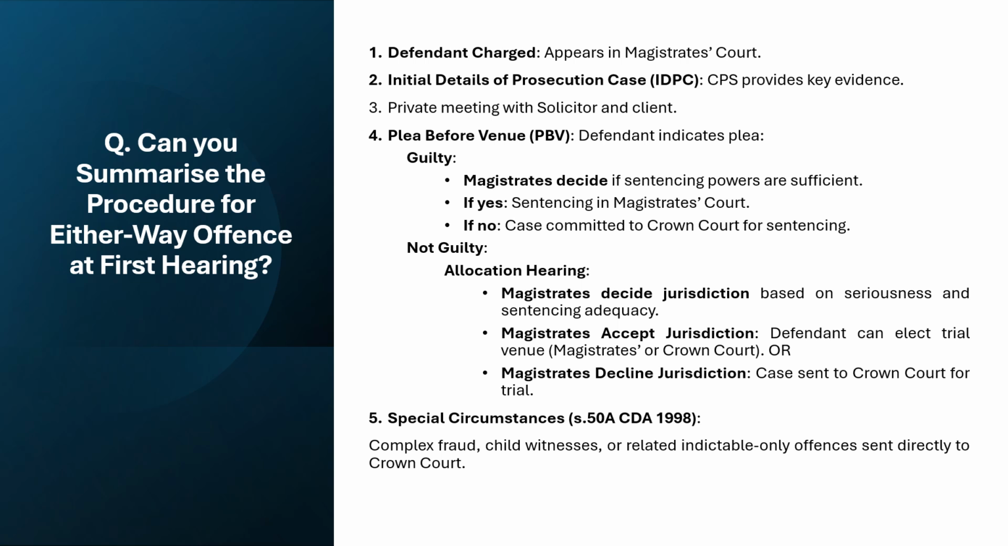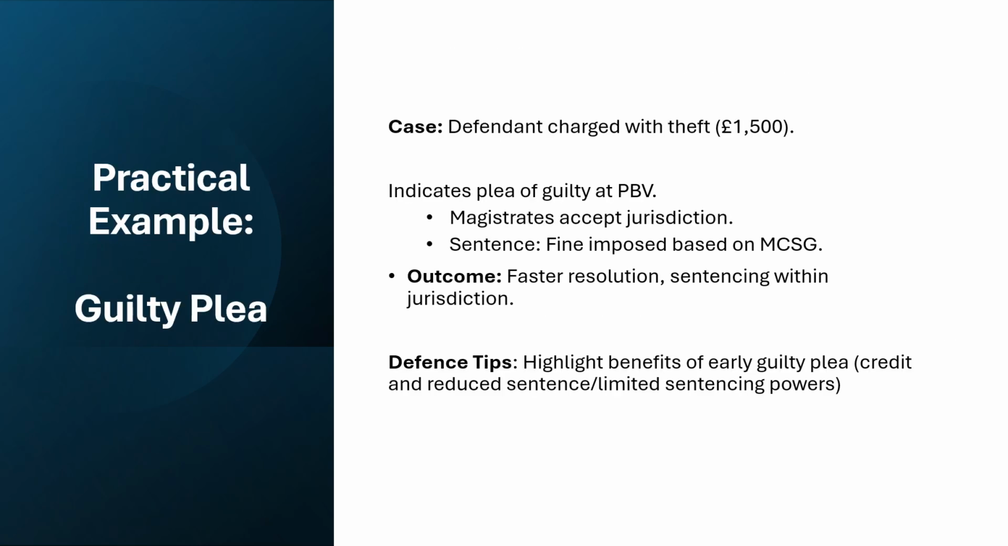If a not guilty plea is indicated, there's an allocation hearing. Magistrates decide jurisdiction based on the seriousness and the sentencing adequacy. Magistrates accept jurisdiction. Defendant can elect trial venue, magistrates or Crown Court trial. If the magistrates decline jurisdiction, the case is sent to the Crown Court for trial. And then you have special circumstances, which is where there's an indication of plea, but because it's too complex, fraud, child witnesses, related indictable offence, the case is then sent directly to the Crown Court without the need for an allocation hearing. So a couple of quick examples here on this slide and the next slide.